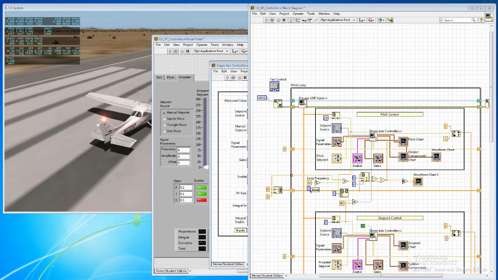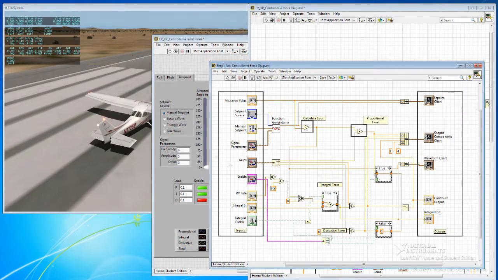So that's what I've done here in the block diagram. I've grabbed our airspeed and said that if our airspeed is above 40 knots, then we feed this enable signal, this Boolean enable signal, into our single axis controller.